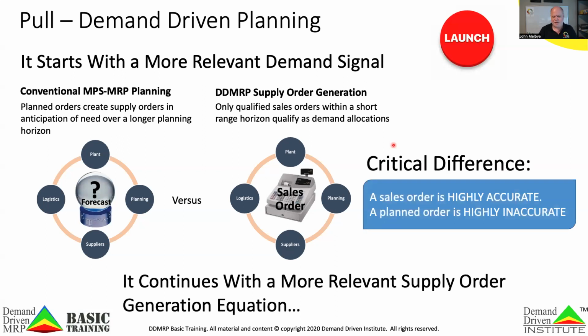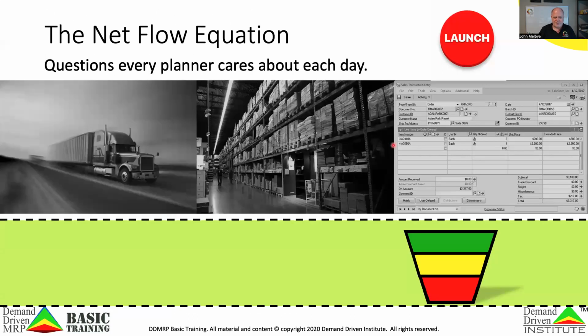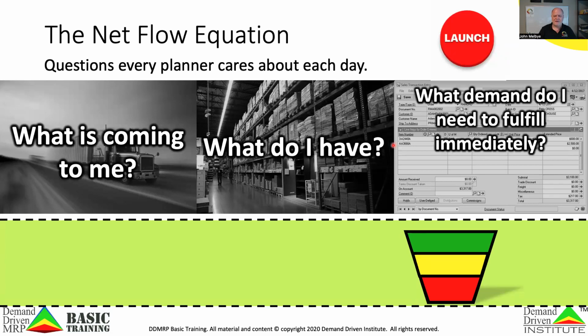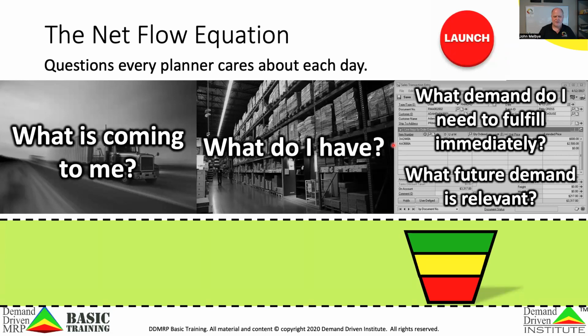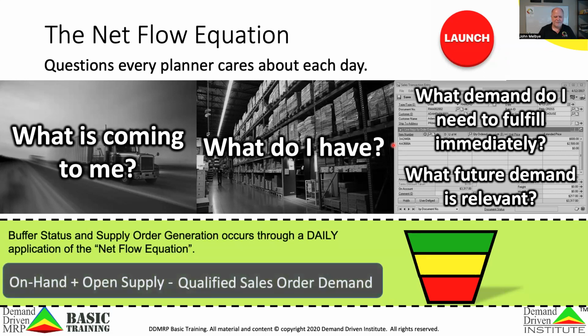And then we come with a more relevant supply order generation equation. The net flow equation answers the questions that every planner and every buyer cares about each day: what is on the way to me? What have I ordered that's not here yet? What do I have on hand? What's my on-hand balance? What demand am I trying to fulfill immediately? And what future demand is relevant? The net flow equation is daily applied and understood, and that will help us understand how much we're going to order and when we're going to place an order.